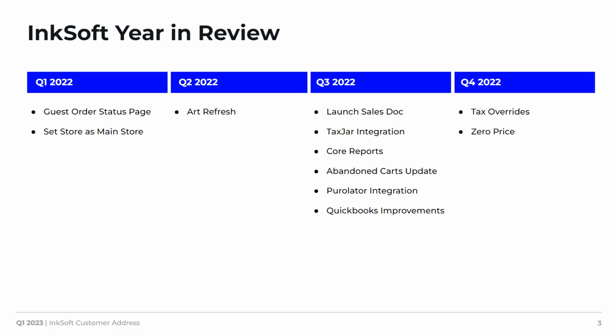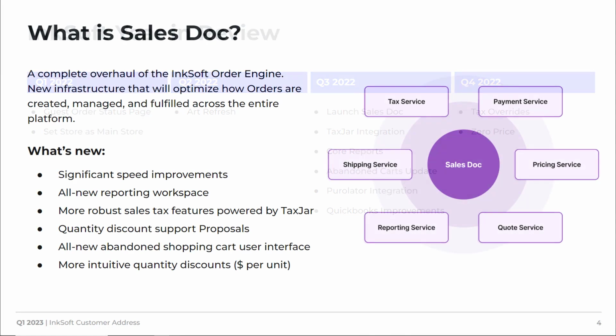This is great for use cases where the end shopper is not responsible for payment, and payment for the item will be collected later. Rolling out Sales Doc was one of the major accomplishments for 2022. So really, what is Sales Doc? It was a complete overhaul of the InkSoft order engine, a new infrastructure that will optimize how orders are created, managed, and fulfilled across the entire platform.